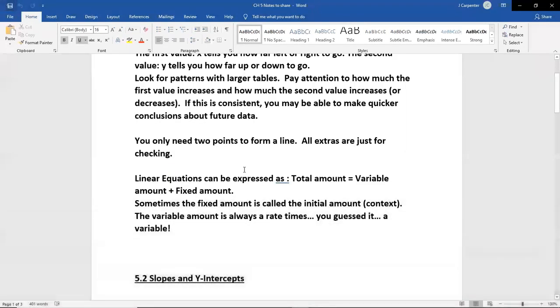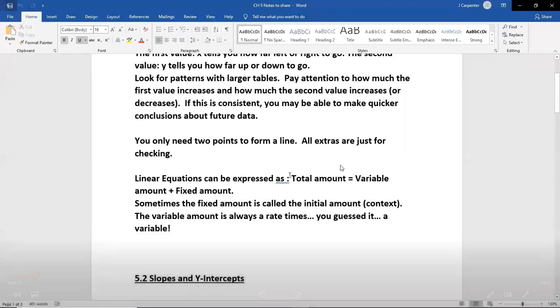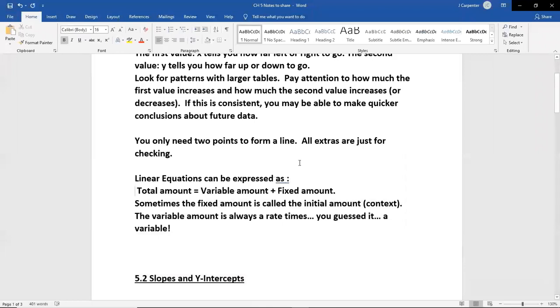We finished all of these notes. We had just talked about how linear equations can be expressed as a total amount being the sum of a variable amount, which means an amount that changes. That's what the word variable means. It varies. And a fixed amount, which is an amount that doesn't change.